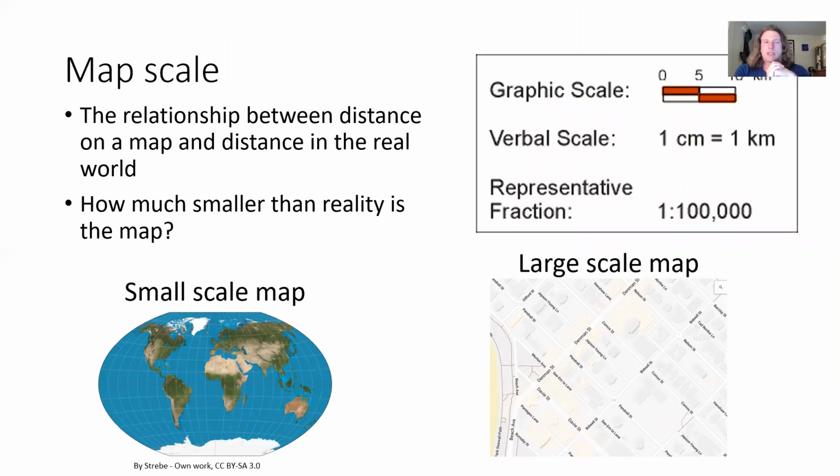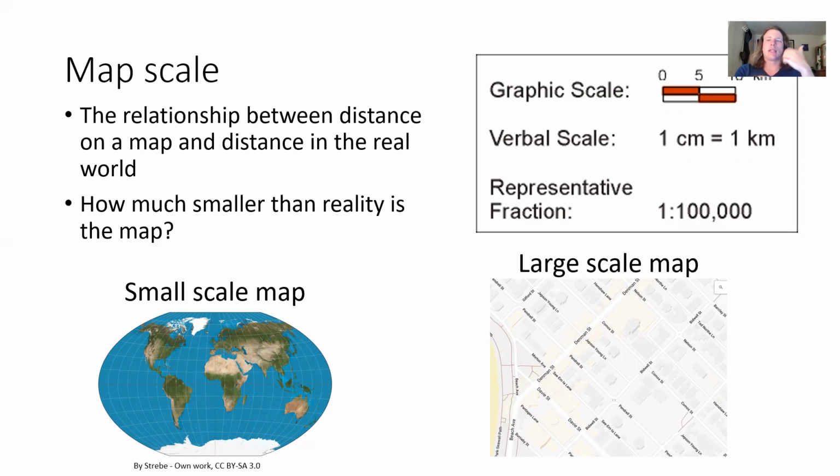Another key consideration is the map scale. And so this is the relationship between the distance on a map and distance in the real world. So how much smaller than reality is the map? So the scale itself is an attribute or an entity associated with the map you are making. What level do you want to look at?